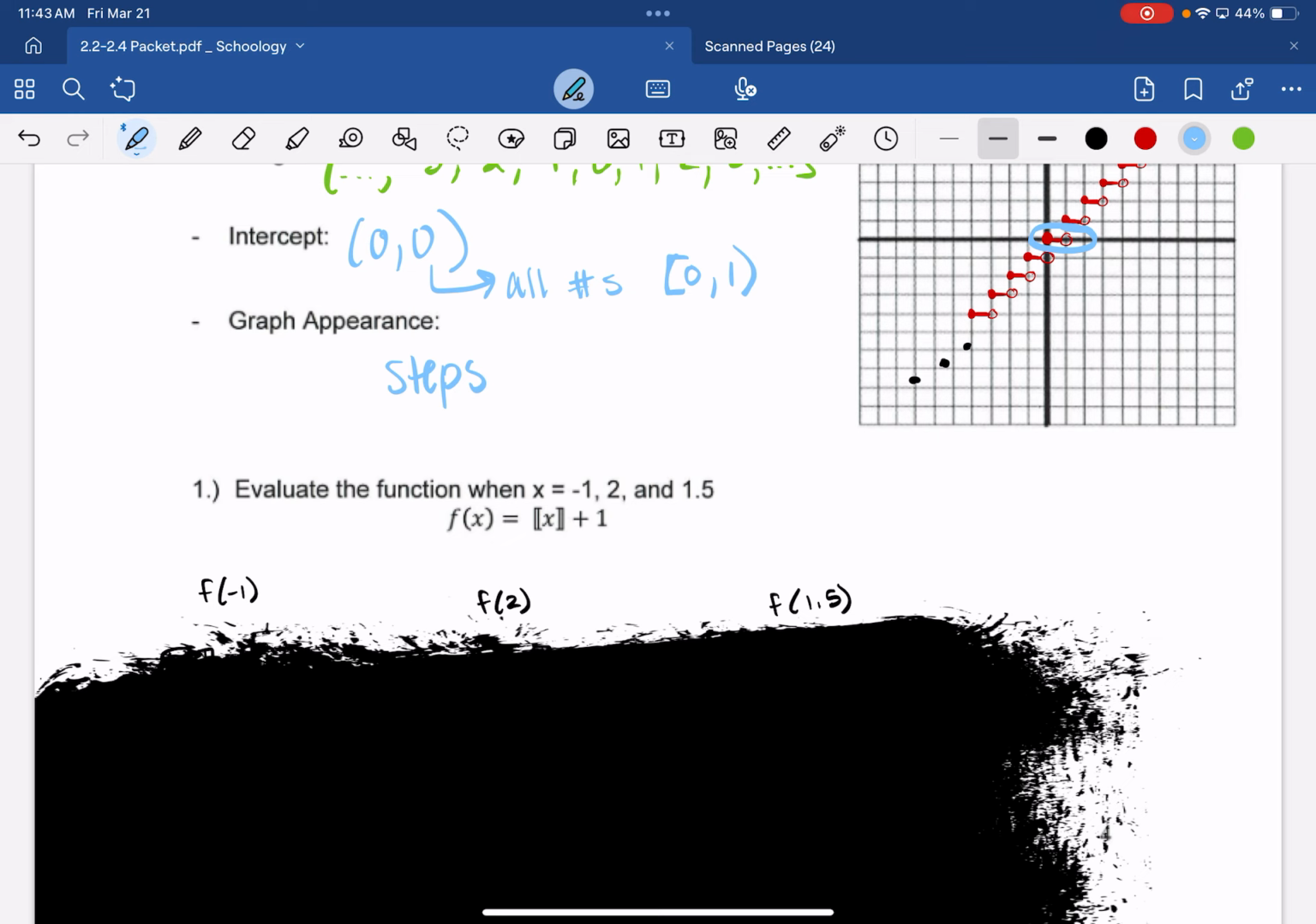Wait, okay? I have to do -1? For the first one, see the -1? You're going to plug it in right here. And for the next one, you'll plug a 2 in. Then you'll plug a 1.5 in. So do it 3 times. Then I'll reveal my answer. Yeah. So if I put -1 in here, would that just be -2? No, it's just going to be -1 plus 1, which gives me 0.